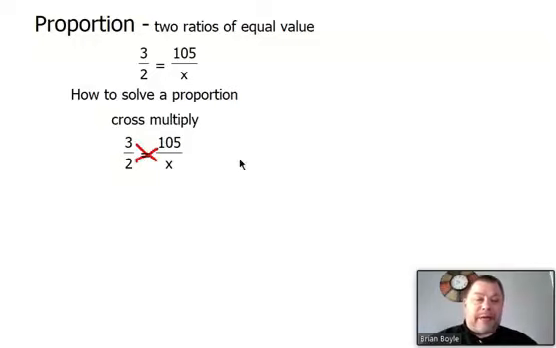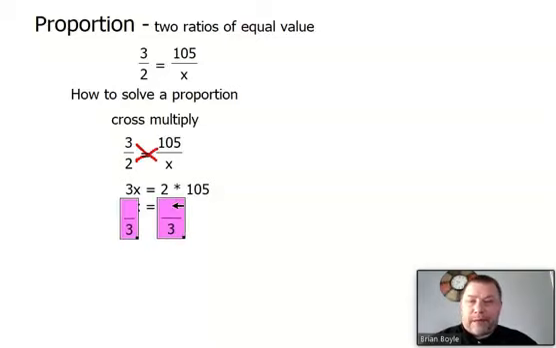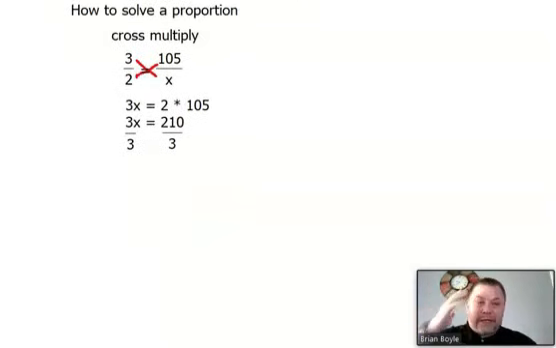We're going to do 3 times x and 2 times 105, which will look like this. And you've got your equation. 3 times x equals 2 times 105. Now algebra takes over. We're going to divide both sides by 3. You probably know that already. And after you divide both sides by 3, you're going to see that we get x equals 70.